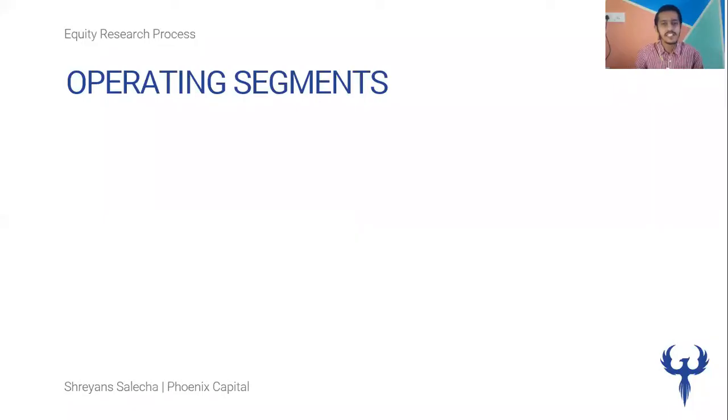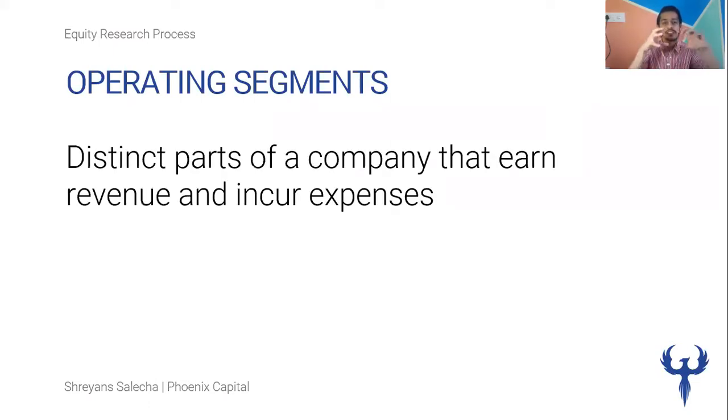Now, first, let's understand what really are operating segments and how do we define them, right? There are definitions as per the IFRS, which says that an operating segment is one which has greater than 10% of the company's assets or contributes greater than 10% of the company's revenues, and companies have to separately report that, right? But generally speaking, we can just understand operating segments as distinct parts of the company that earn revenue and incur expenses. So you can think of them like separate divisions within a company, right?